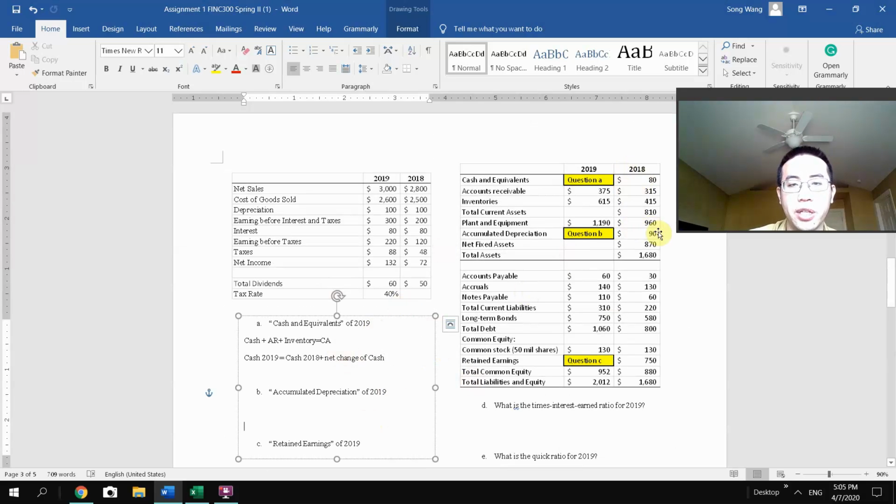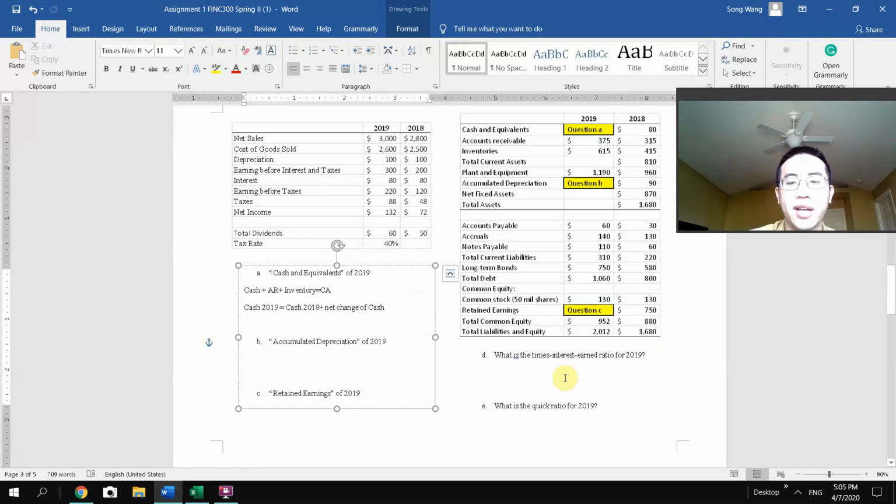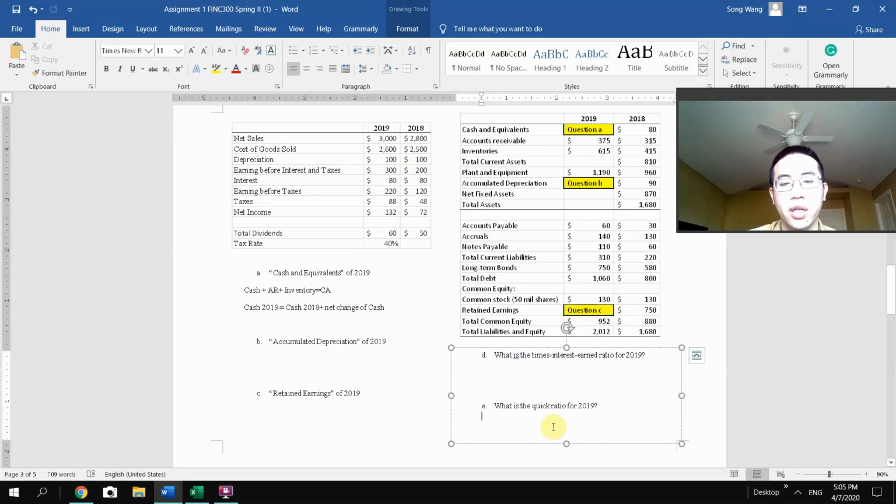And for accumulated depreciation, it would be the accumulated depreciation of last year plus the new year's depreciation expense, which is 100. And for retained earnings, that's the retained earnings of last year plus the net income this year minus the dividend of this year. And how do you get the times interest earned ratio? That's the easy one. You just use the earnings before interest and taxes divided by interest. And for the quick ratio, it will be current assets minus inventory.